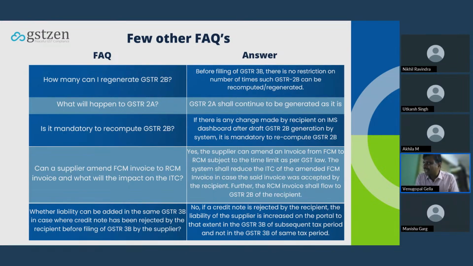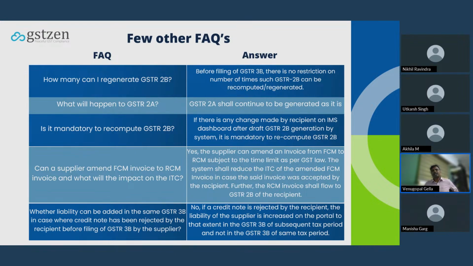How many times can I regenerate GSTR-2B? There is no restriction. Every time you think you have changed IMS, you can hit the GSTR-2B, that is before filing of 3B. And what will happen to 2A? 2A will continue. It will be generated. 2A is the mirror replica of R1.